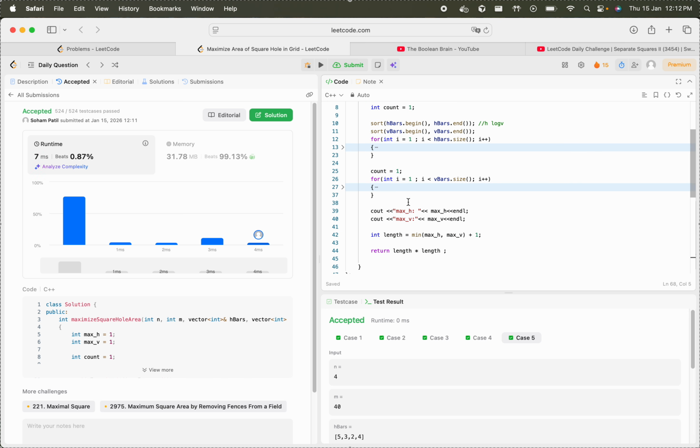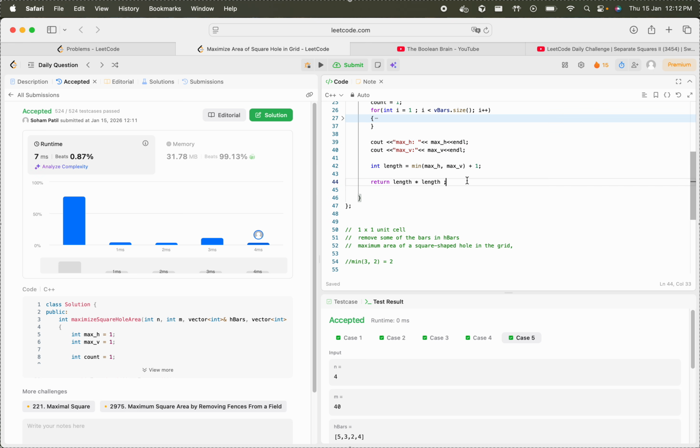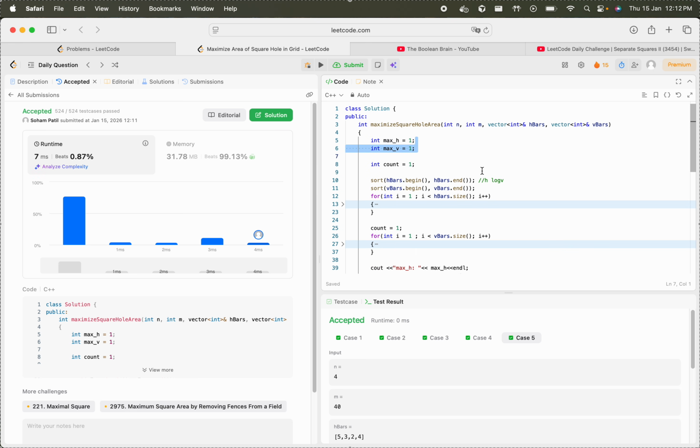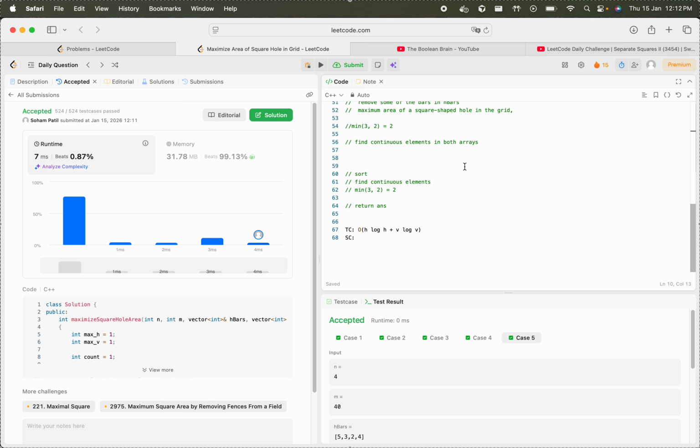Apart from that, for the space complexity, we are not using any extra space for our use case. This sort might be using some internal recursion. So whatever it be, that's the only space. So it should be O of 1.